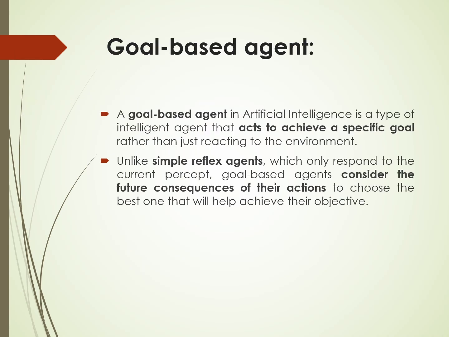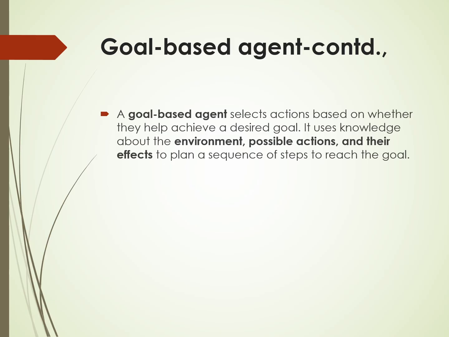Next one is the goal-based agent. A goal-based agent is a type of intelligent agent that acts to achieve a specific goal rather than just reacting to the environment. Unlike a simple reflex agent, which only responds to the current percept, a goal-based agent considers the future consequences of its actions to choose the best one that will help achieve its objective. Very simply, a goal-based agent acts based on the goal.